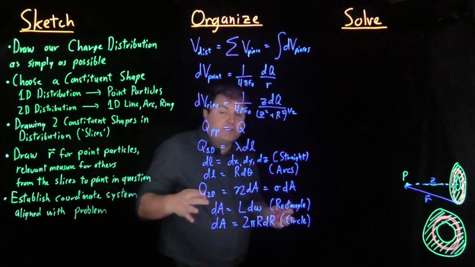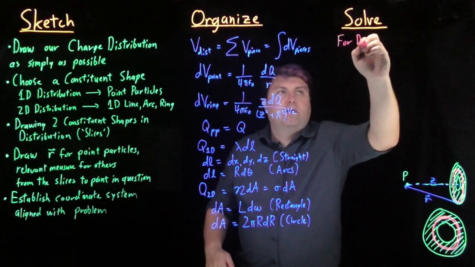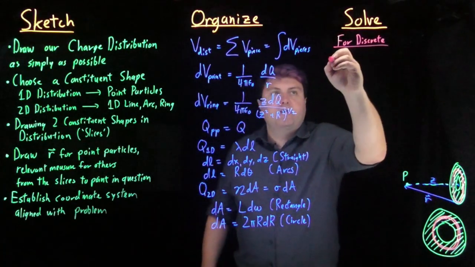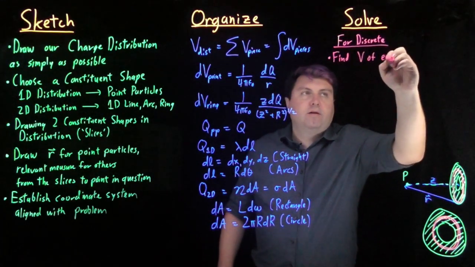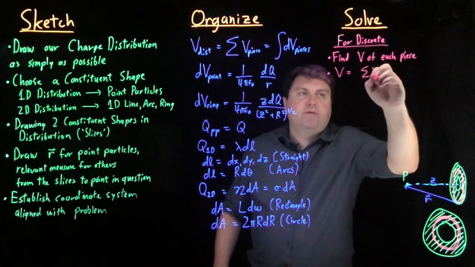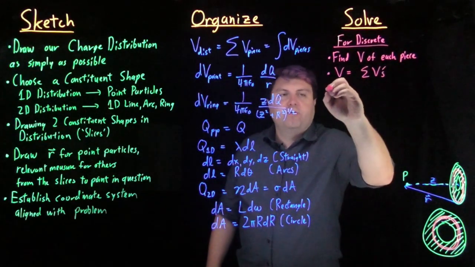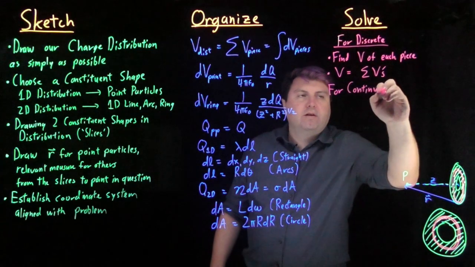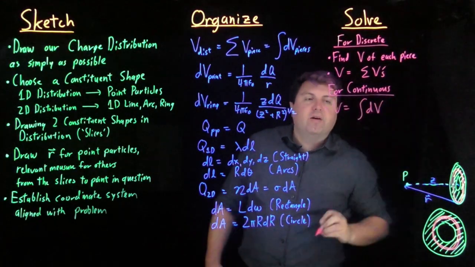So when I am solving this, for discrete particles, if I'm summing up individual discrete ones, find V of each piece, and my V is the sum of the individual V's. That's not super interesting, not super useful, or a little bit trivial, I guess. For our continuous case, now our V is our integral of dV.